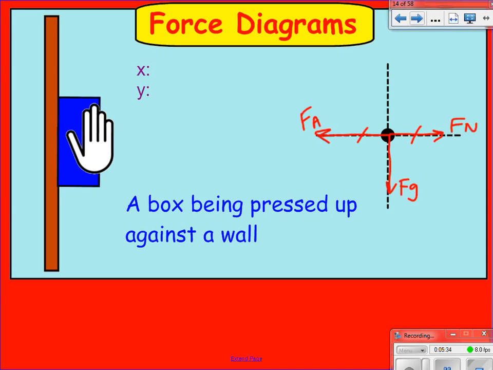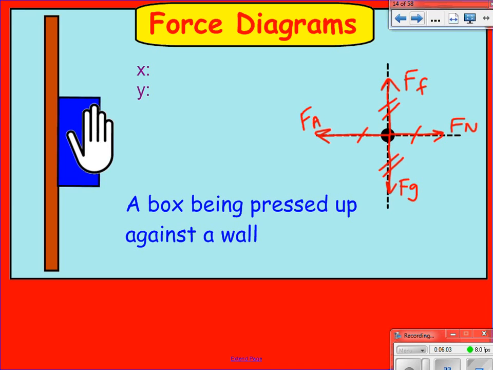It says the box is being pressed up against a wall. So there must be some other force going up that would balance out the force gravity. What do you think that force would be? The answer is it's force friction. There is a frictional force that is being experienced between the box and the wall. Finally, we know that those two are equal because the box is just being pressed and held there. It's not going up or down.